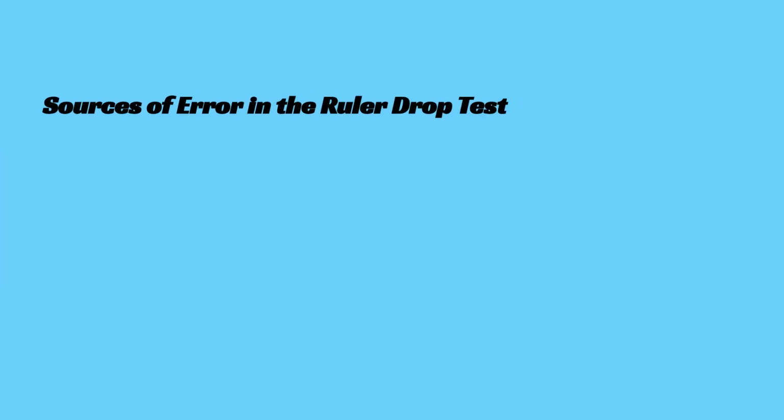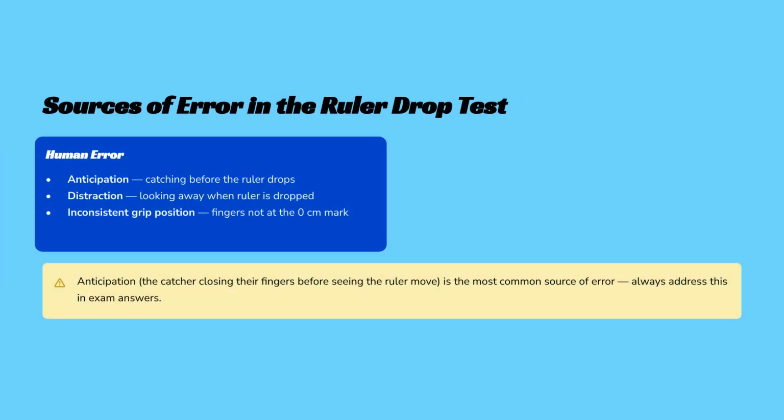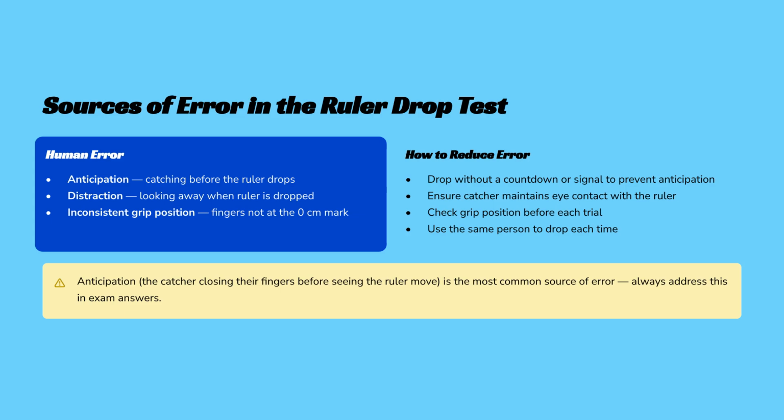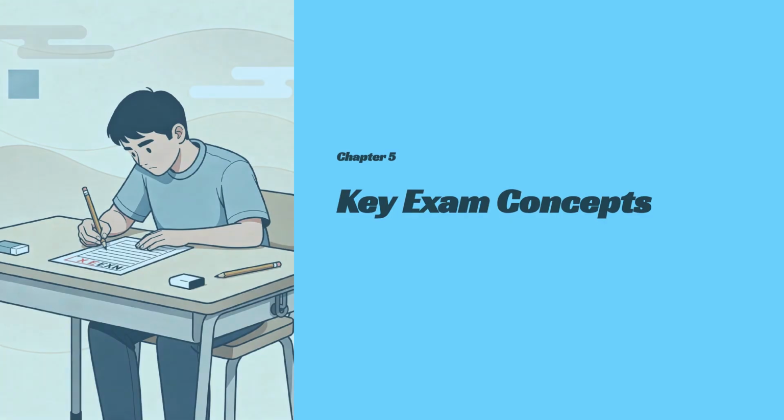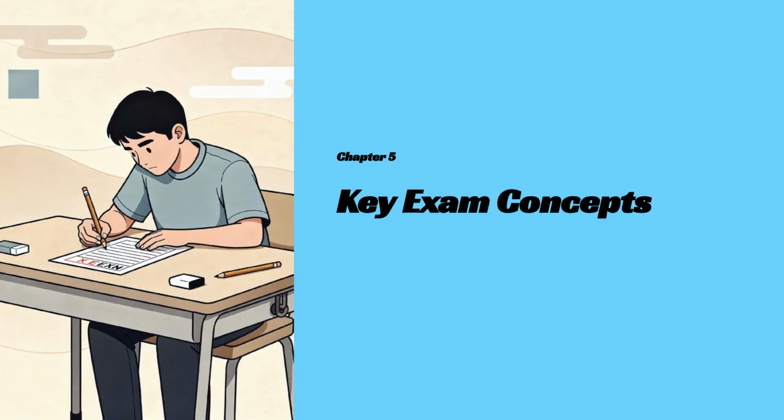The most common human error is anticipation. To reduce this, drop the ruler without warning, check the grip position, and ensure the catcher maintains eye contact with the ruler. Finally, Chapter 5 reviews key exam concepts. These core facts are frequently tested in GCSE exams.